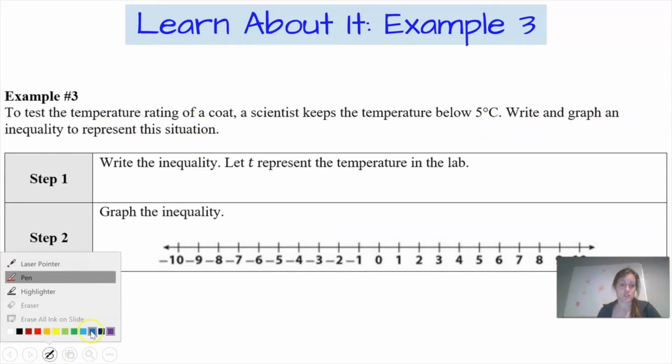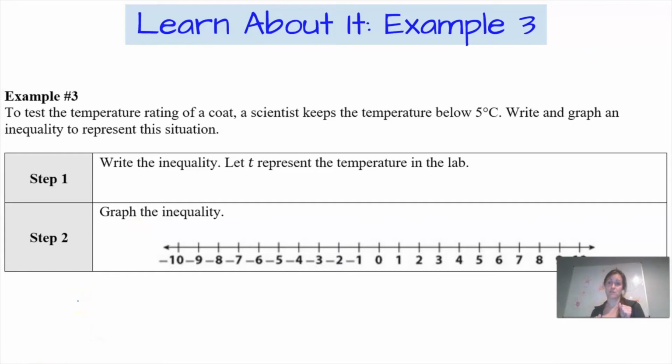First, I need to change my pen to blue because -5 degrees Celsius is chilly. So I'm going to think about some possible temperatures that are below -5 degrees Celsius. -4 is below -5 degrees Celsius. 0 degrees Celsius is less than -5 degrees Celsius. -100. Sure hope that they don't keep the room that cold.